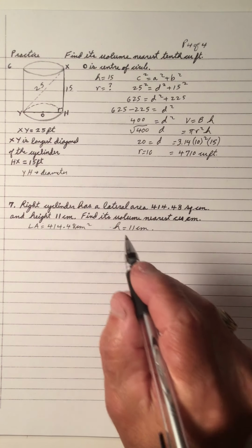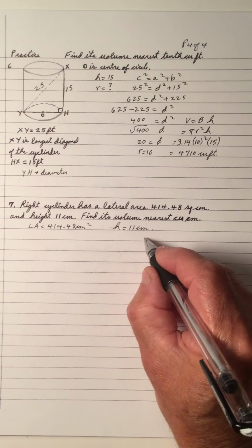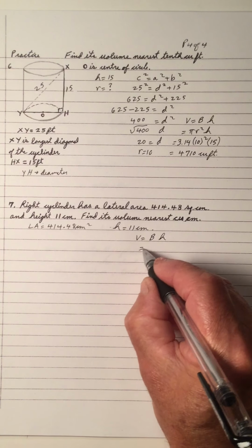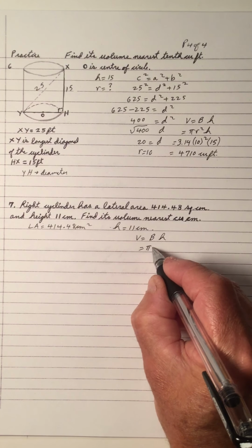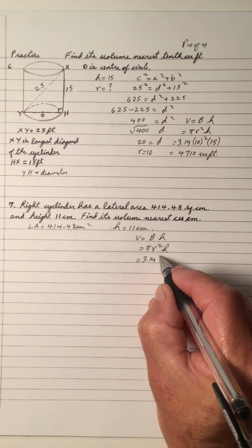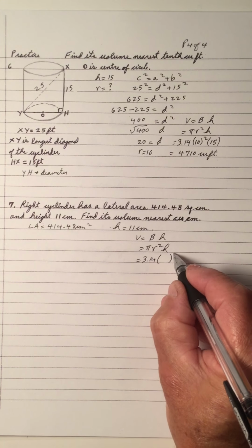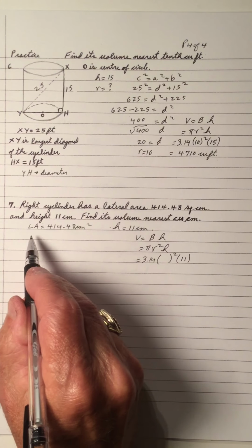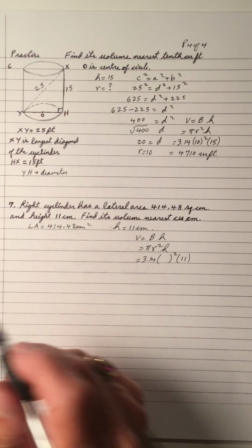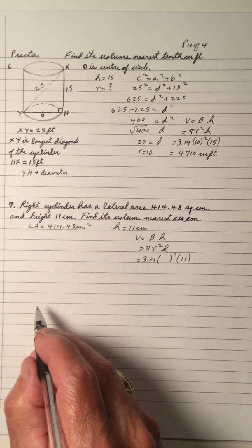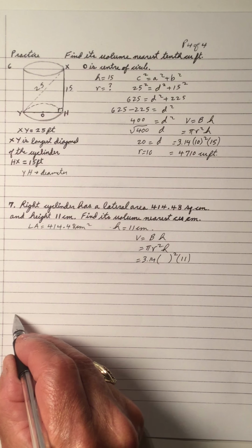In order to get the volume, you need your radius and your height. Well, let's see. The volume is base area times height. Bottom is a circle, so it's pi r squared h. So it's 3.14. And I need my radius to square, and my height is 11. So the lateral area is given so that you can find your radius.